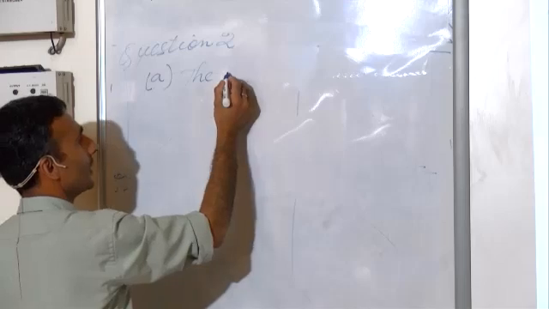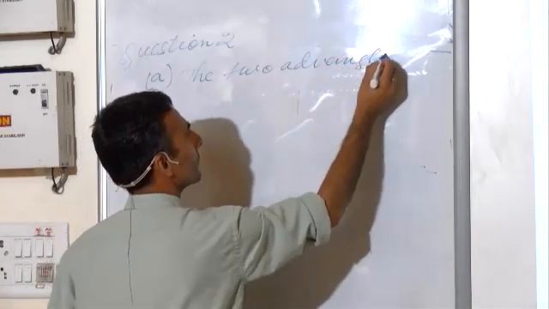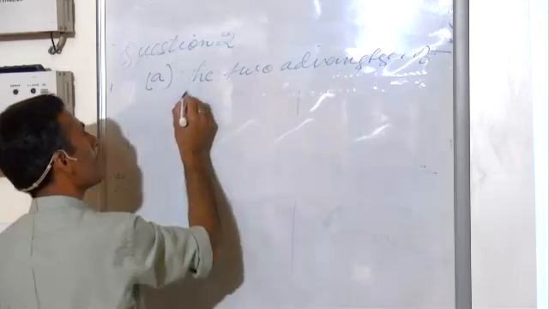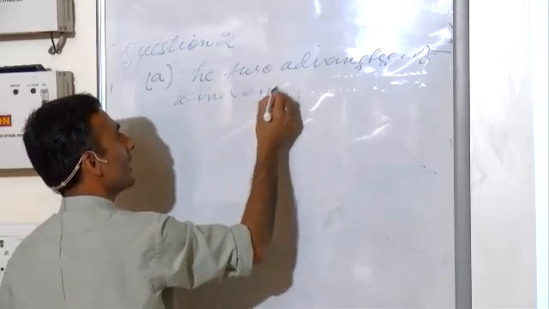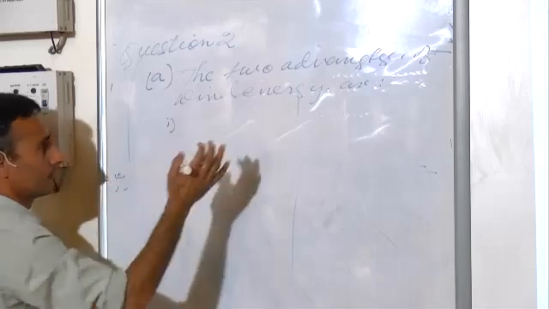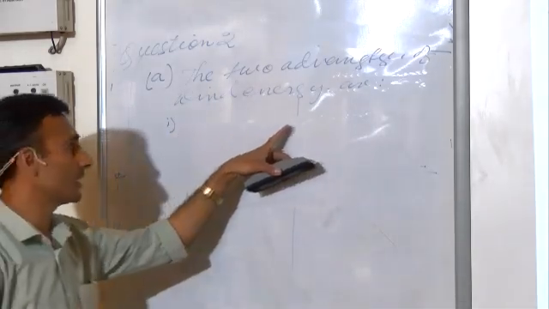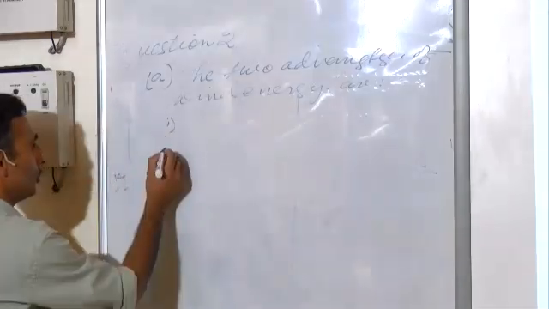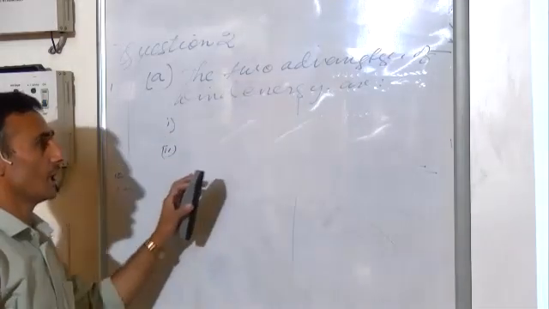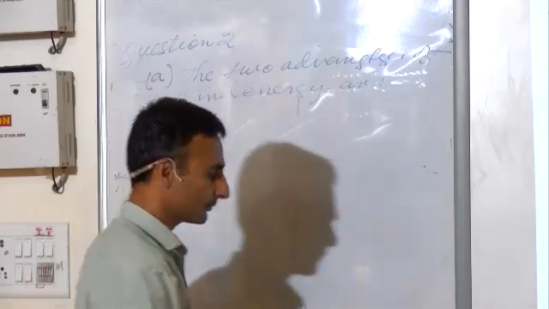So your answer should be like this. The 2 advantages of wind energy are, number 1, it is inexpensive and abundantly available. Number 2, it is a non-renewable source of energy, like this. Okay?